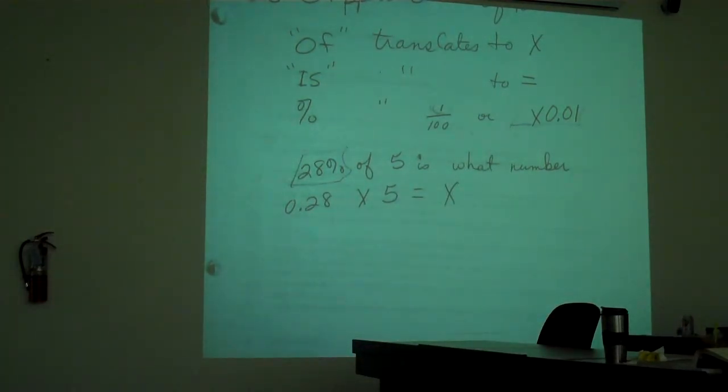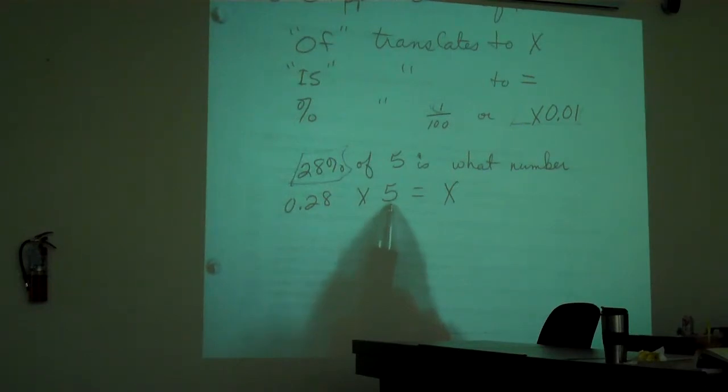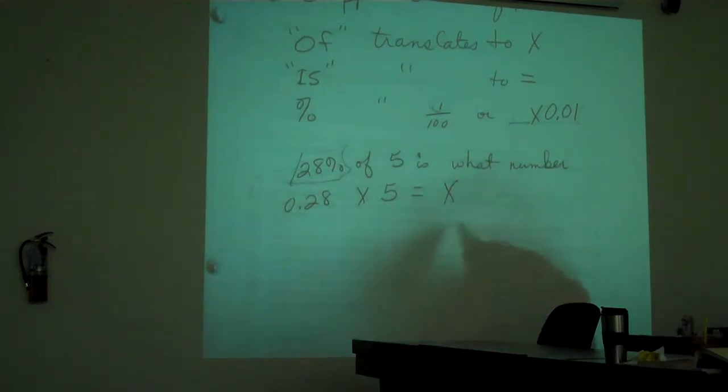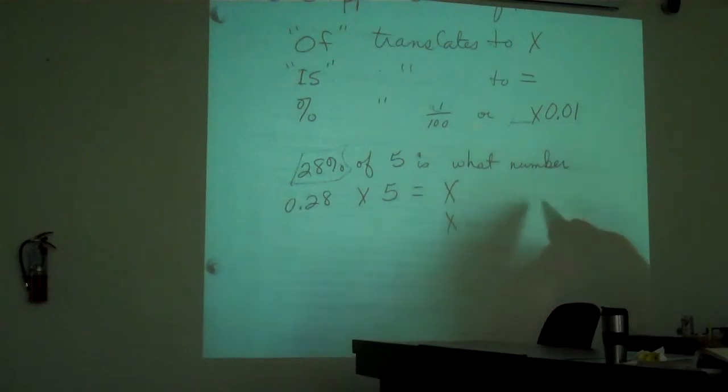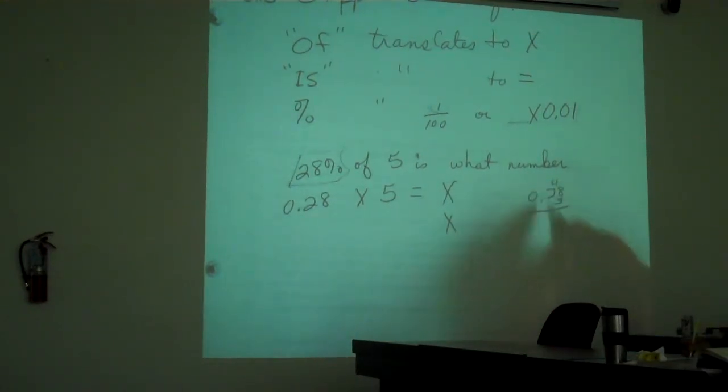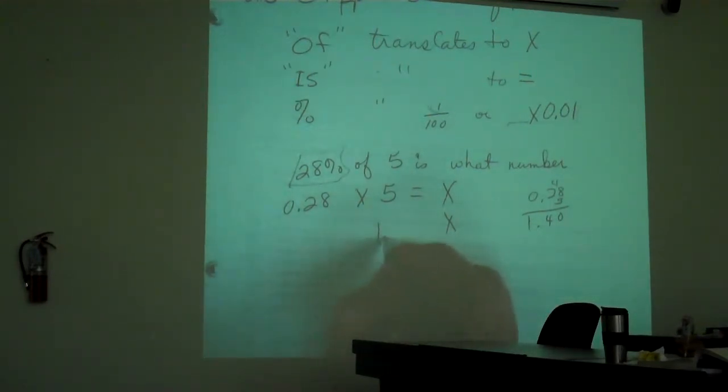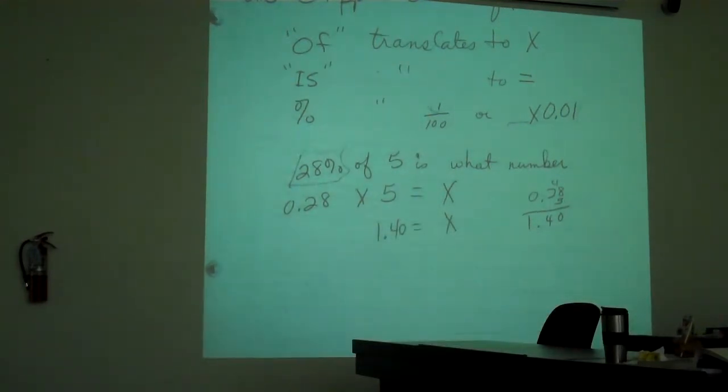Okay, you can do it like this, and you're going to be solving an equation. If it's just the two numbers here, you multiply them, and that gives you your answer. 5 times 0.28 is 1.40. That is what x is.